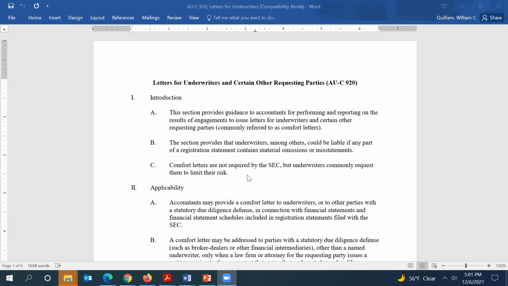Remember, comfort letters are never required by anyone, including the SEC. Underwriters commonly request them to limit the risk. In fact, we would never file one of these with the SEC.